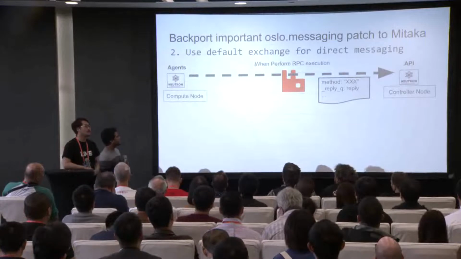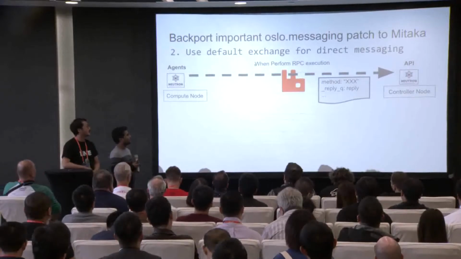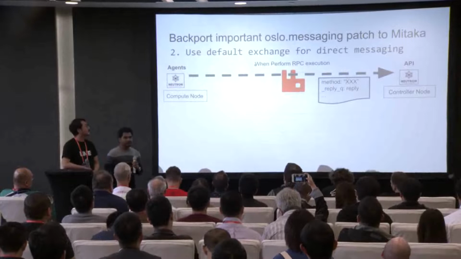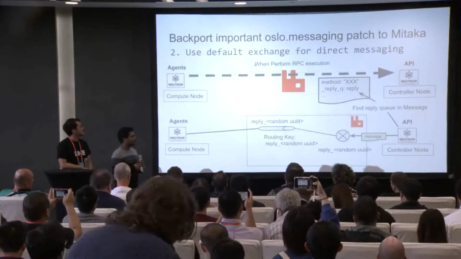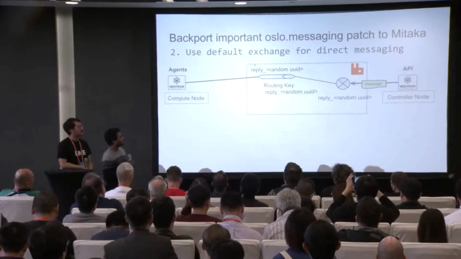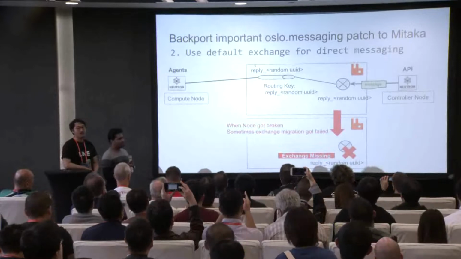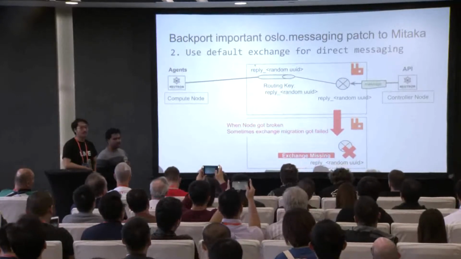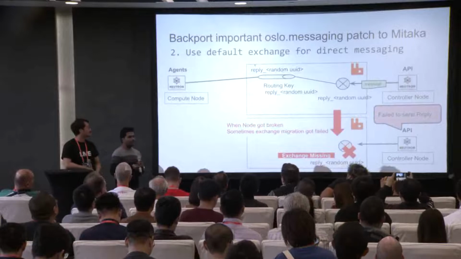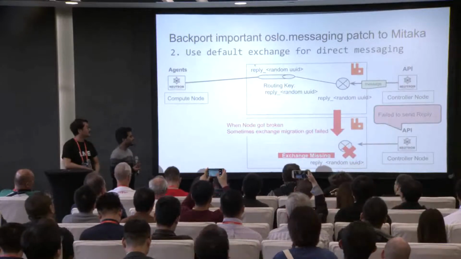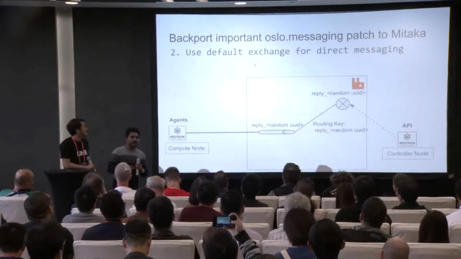When there is RPC communication between two services, the consumer service gets the message, and that message has the reply queue information, and it sends the reply over that queue. So you can imagine if a node got broken, the exchange migration sometimes does not happen, and it will not know how to send the message. If the exchange is not there, it fails to send the reply. Finally, upstream has a solution to this.